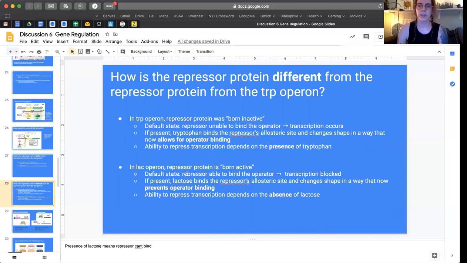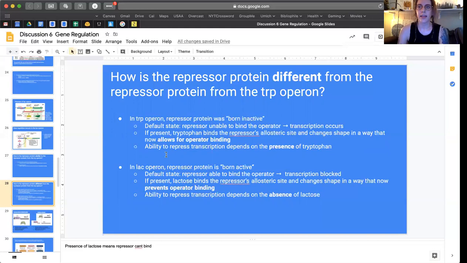So in the trp operon, remember that we said that the repressor protein was born inactive, which means that the repressor by default cannot bind. So by default, the repressor protein is just floating away from the DNA and it's not actually repressing anything at that point until the tryptophan is added, in which case it binds to the repressor protein, which then changes shape, which favors binding of the DNA now. So now it's able to attach to the DNA and function as a repressor and prevent that reaction from occurring. So in this case, the ability to repress transcription depends on the presence of tryptophan. The presence of tryptophan is required.